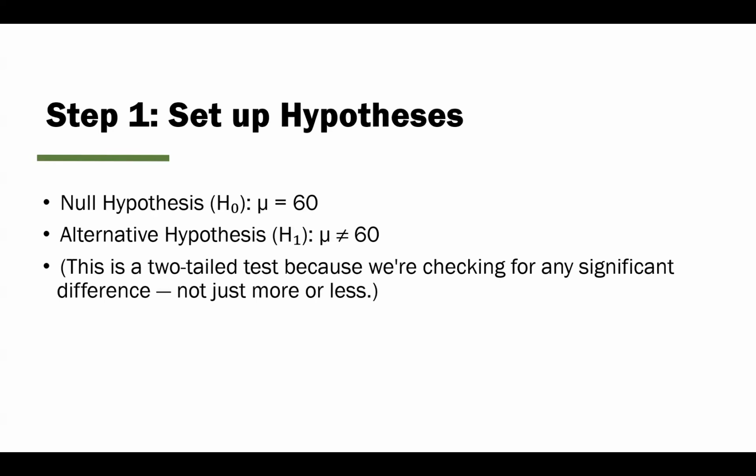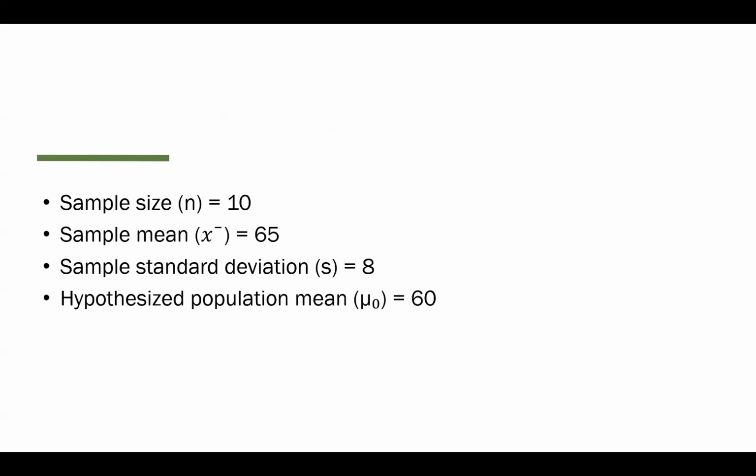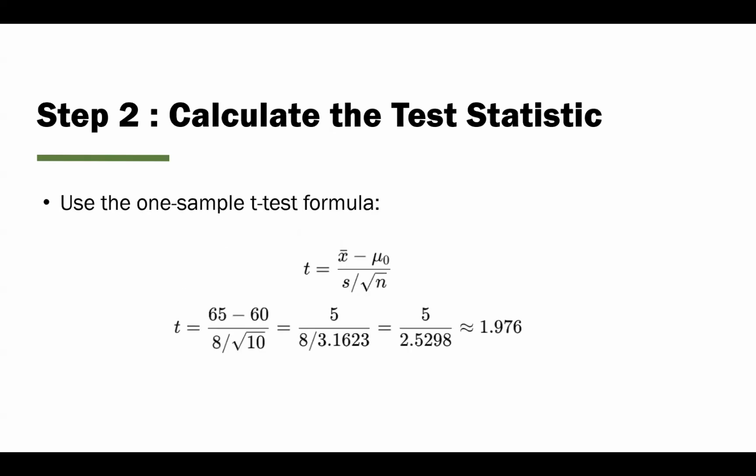This is a two-tailed test because we are checking for any significant difference, not just more or less: equal to 60 or not equal to 60. So this is a two-tailed test. Sample size n is equal to 10, sample mean x bar is 65, sample standard deviation s is 8, and the hypothesized population mean, mu naught, is 60.